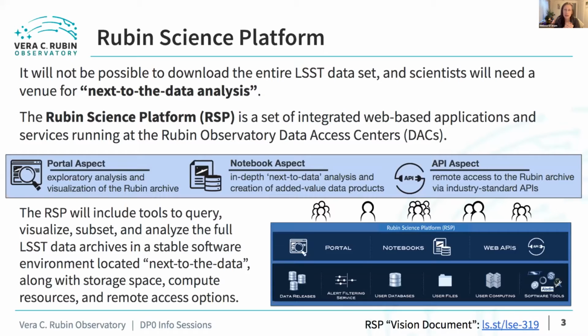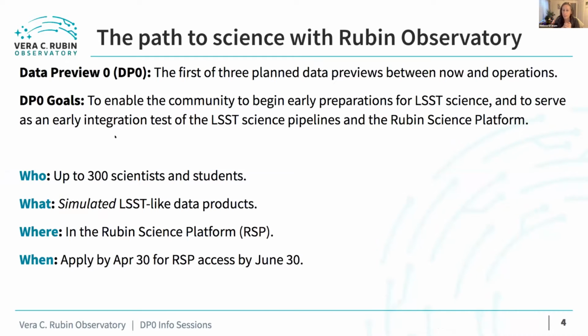The Rubin Science Platform is software that's still in development. So the path to science with the Rubin Observatory needs to have several data previews along the way to inform development of the RSP and to start to get users familiar with using these 3 aspects. The first of these data previews is Data Preview 0, and it's happening this year. The main DP0 goals are to enable the community to begin their early preparations for LSST science, and also to serve as an early integration test of the LSST science pipelines that process the data and the Rubin Science Platform that I just talked about.